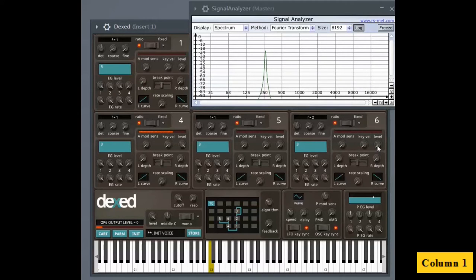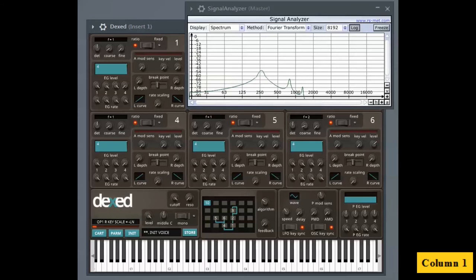Therefore, turning the output of operator 6 up to about 66 shall show the typical spectrum of a square wave, with every second harmonic missing. Well, proved. Of course it does.